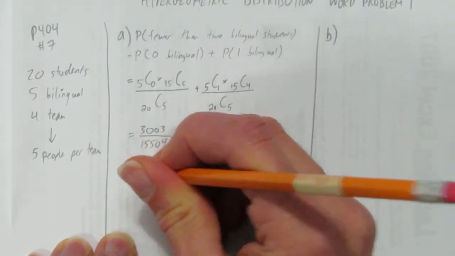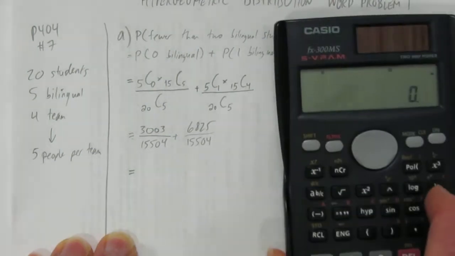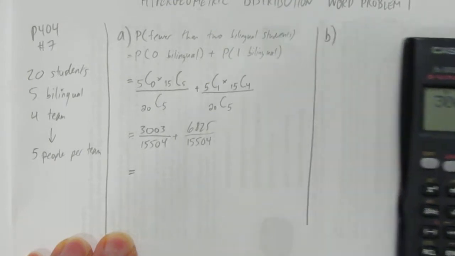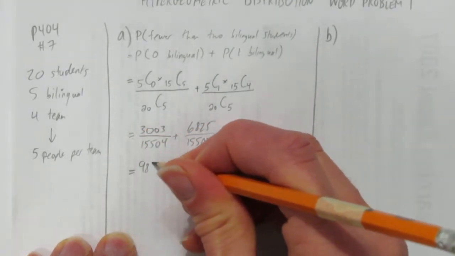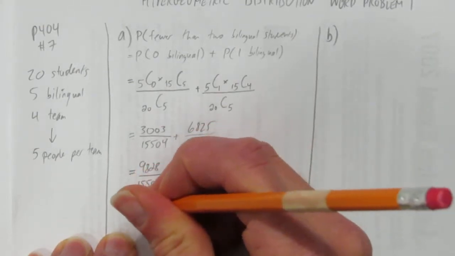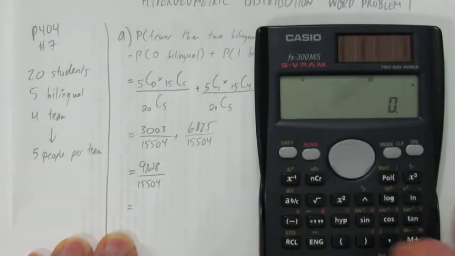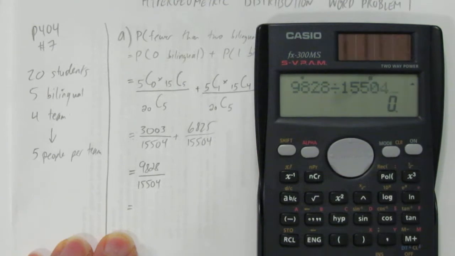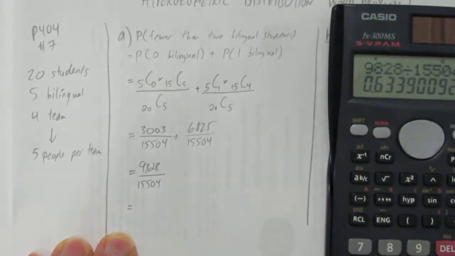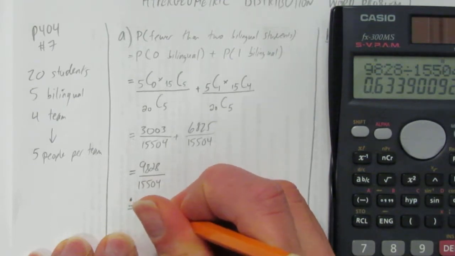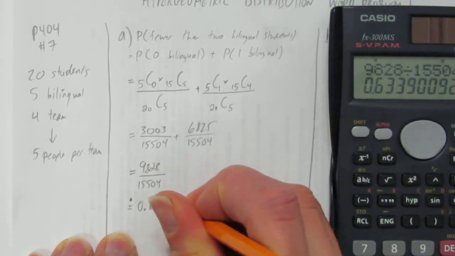When you're adding fractions, don't forget you just add the numerators. Leave the denominator as is. You get 9,828 over 15,504. That's our probability, but we either have to reduce or I prefer just making a decimal by dividing. And you get a probability of, let's round to 5 decimals this time, 0.63390.